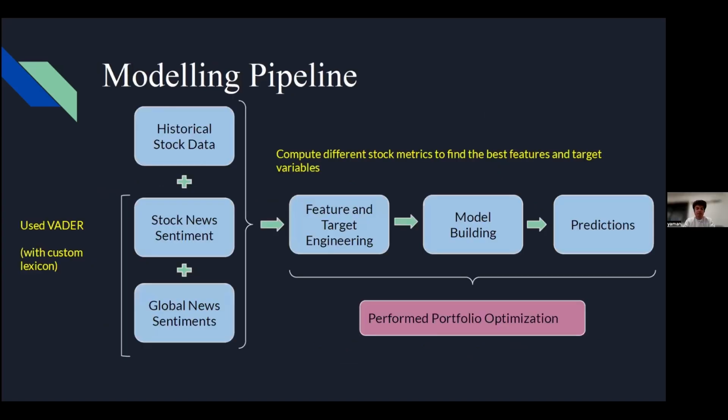Once we have the historical stock data, stock news, and global news, we use them to create features and we create targets that we want to predict. We build several machine learning models and make predictions. And to test this model in the real world, we try portfolio optimization.